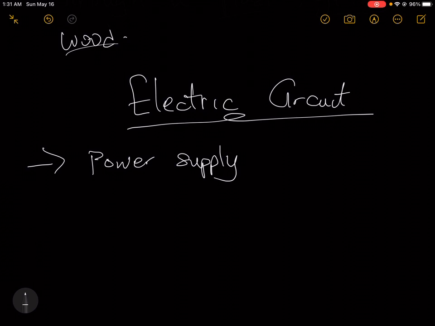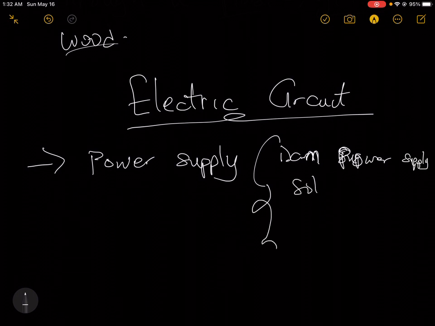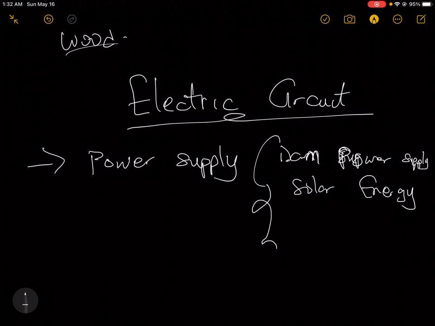In an electric circuit, we can have our power supply, which can be a dam power supply. We can have solar system or solar energy. We can have our battery. We can have our electricity.